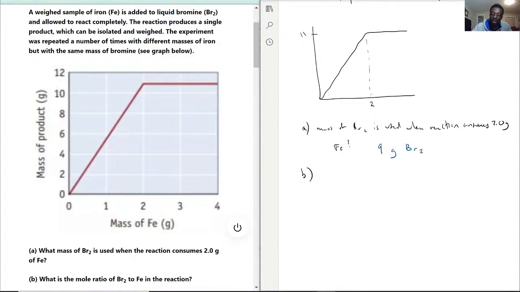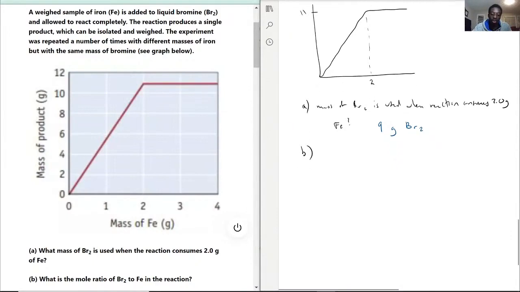So we say 9 grams of Br2. That's important to note, because when we're doing the mole ratio, we're going to have to use Br2 as the molar mass and not just bromine by itself. So the mole ratio of Fe to Br2 in the reaction: we have a grams ratio of 2 per 9, because 2 mass of iron was used per 9 mass of Br2 to produce the mass of the product.